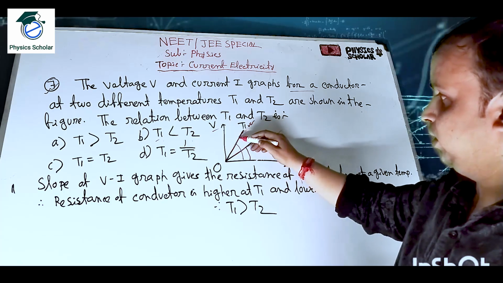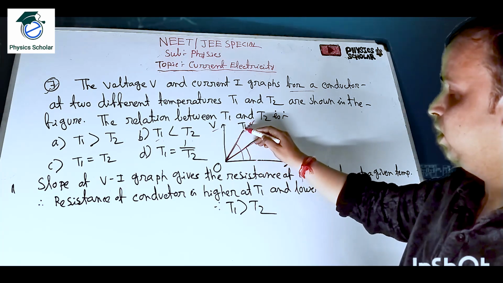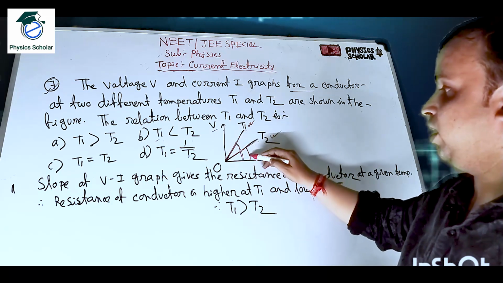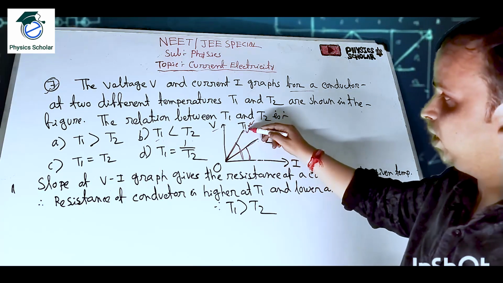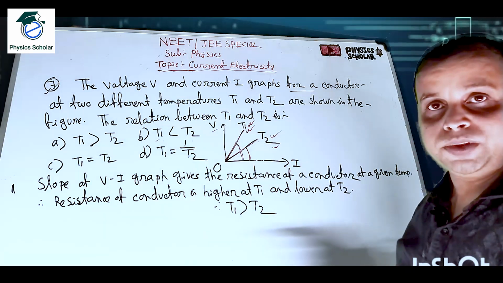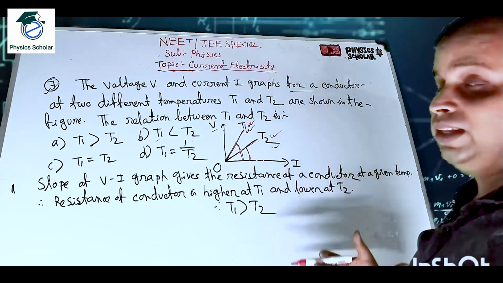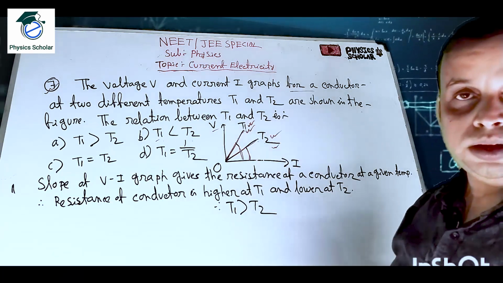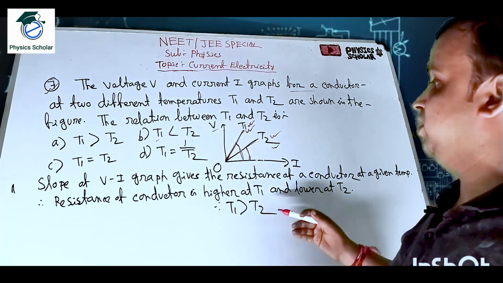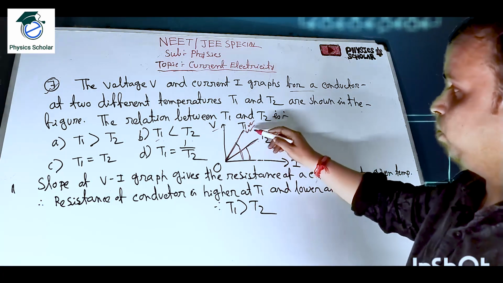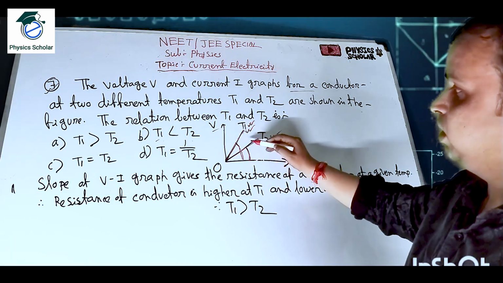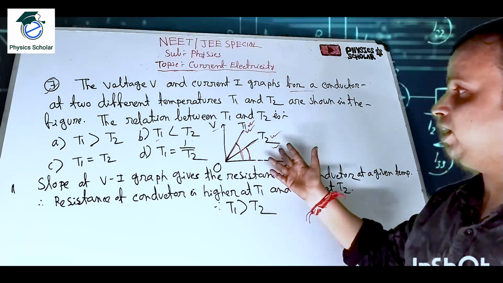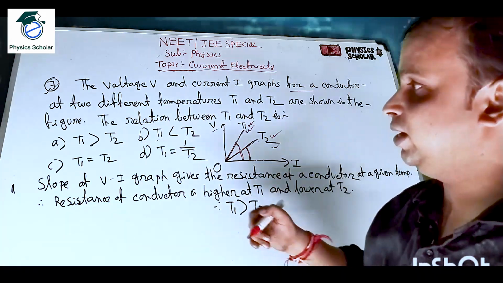That means when the conductor is at a temperature T1, it has higher resistance than at temperature T2. So that means we can say that T1 will be greater than T2. If the temperature is high, the conductor generally will have more resistance, and if it is low, then the resistance will also decrease. So obviously at T1 the slope is higher, so we can say that T1 must be greater than T2, clear. So T1 will be greater than T2.